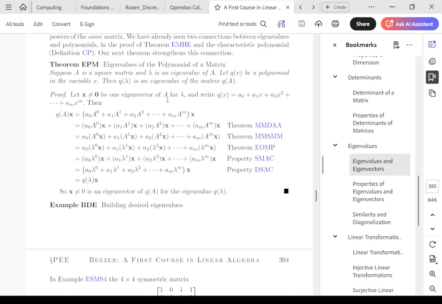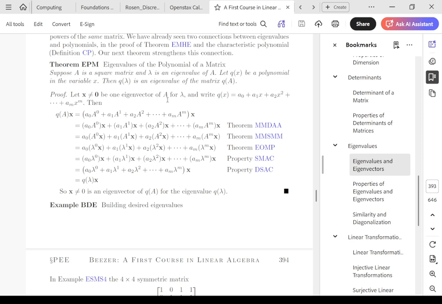The theorem states, suppose A is a square matrix and lambda is an eigenvalue of A. Now let q of x be a polynomial in the variable x. Then q of lambda, the polynomial itself, is an eigenvalue of the matrix q of A.